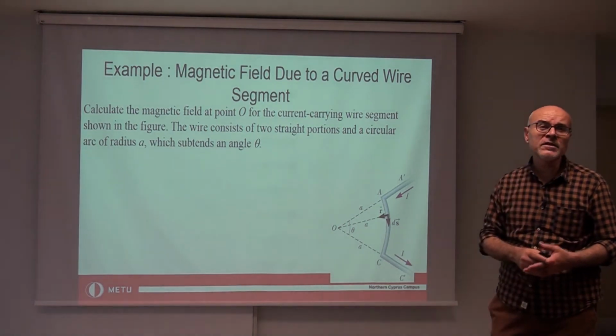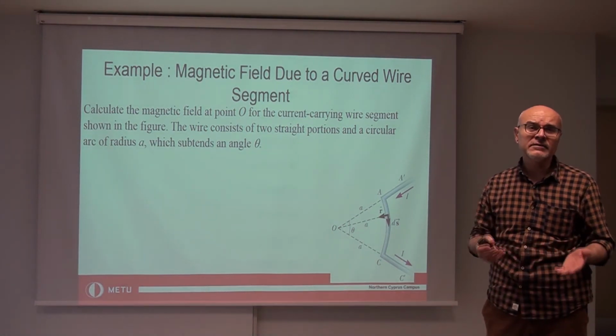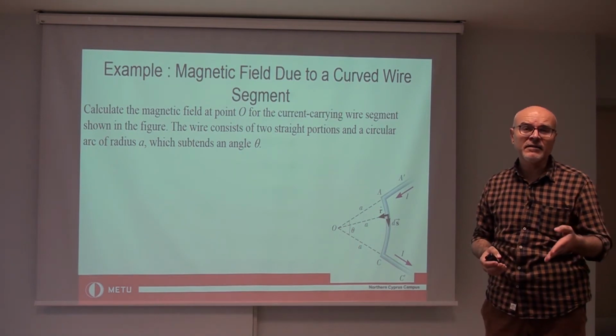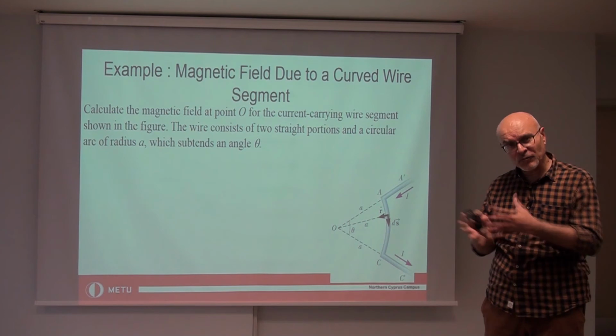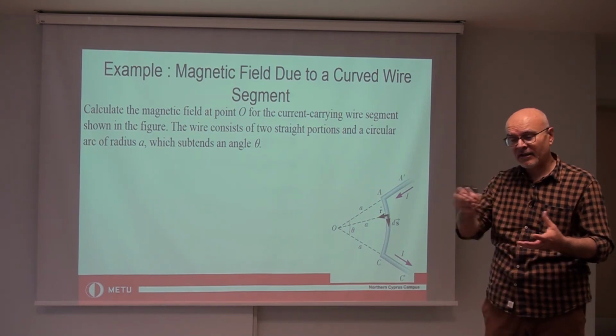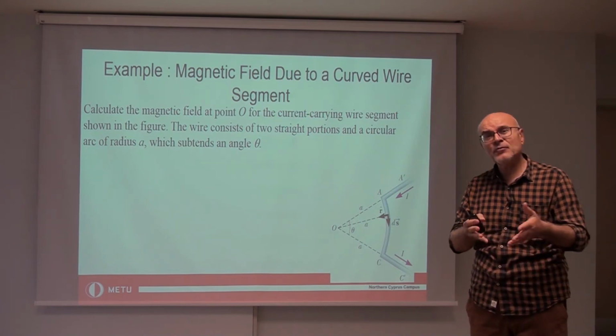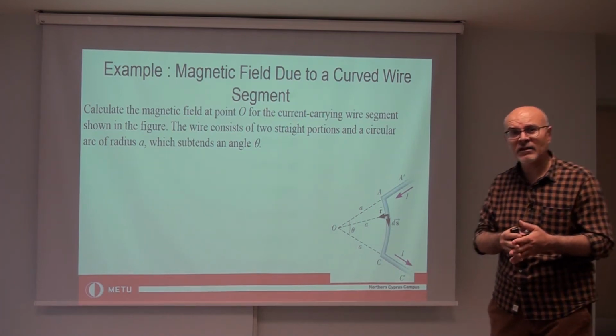Now we move to consider another example of how to find the magnetic field of some current distribution. We call this a current distribution: current flowing in a given conductor of a given shape. Again, we use the Biot-Savart law.